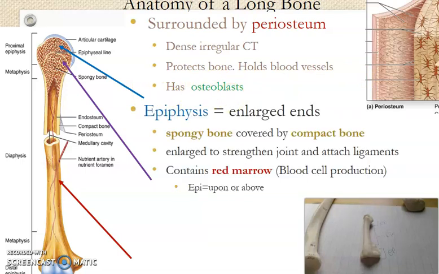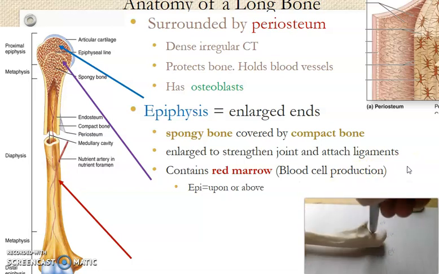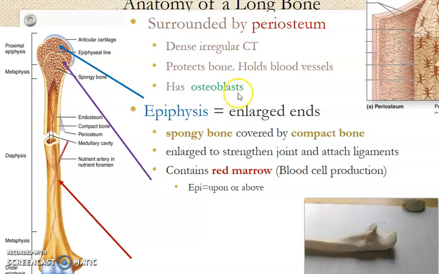The two ends, this end and this end, are the epiphyses. It's spongy bone covered in compact bone. It is enlarged to strengthen joints, to allow for joints, for ligaments. So here, that is the end of the ulna. It is enlarged right here to form a hinge joint. It forms a pivot joint right there. It has all these structures where ligaments attach. So it has all these cool structures, which we get to learn about in today's class. And it's going to have red marrow in it. Red marrow makes blood cells.